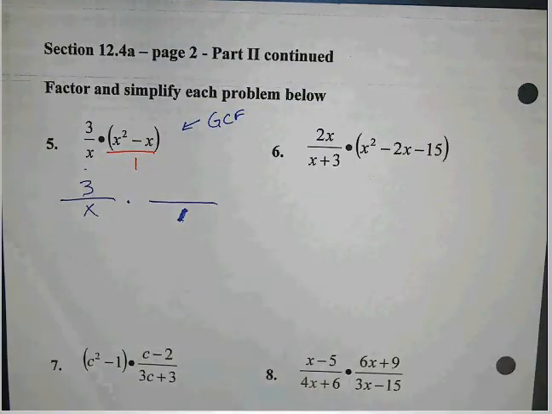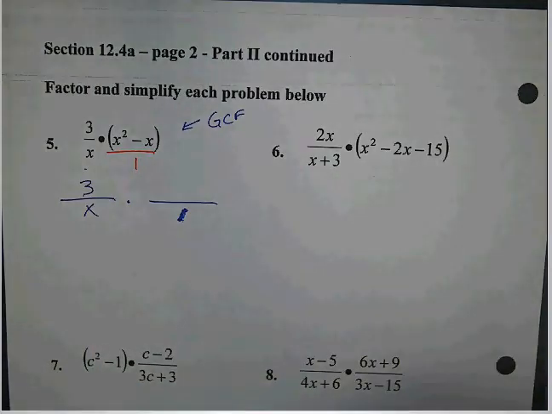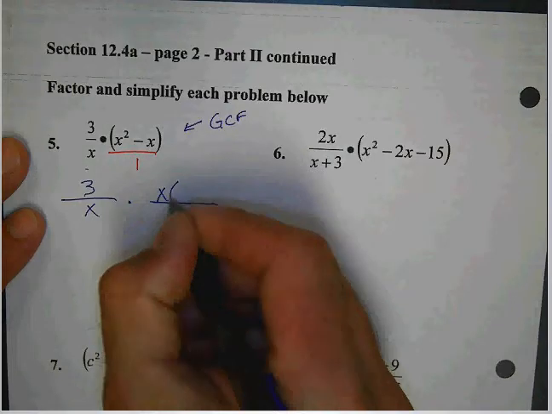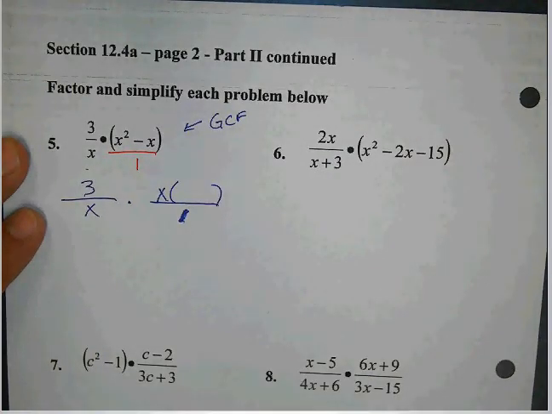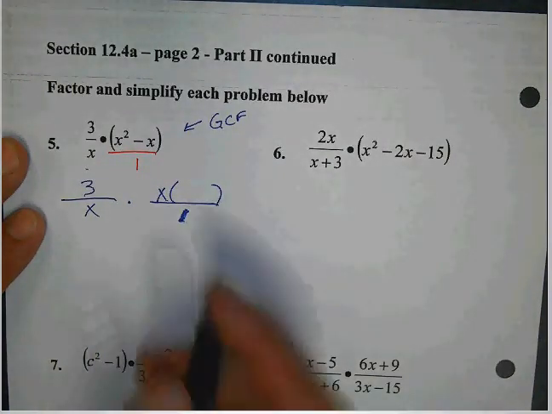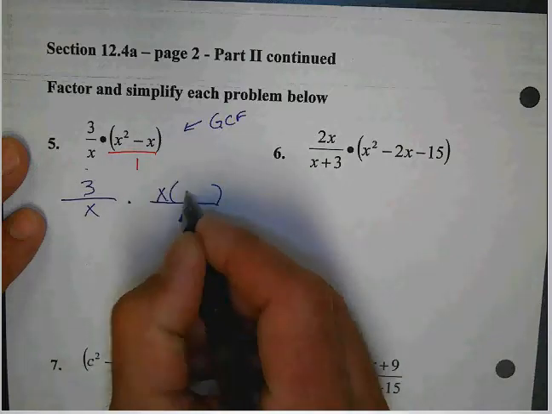Someone besides Sydney, Jalan, Luke, and Josh. What's the GCF there? No, someone besides those people. What's the GCF? Katie? Yeah, just an x. When you take out an x, what's left? x minus 1.